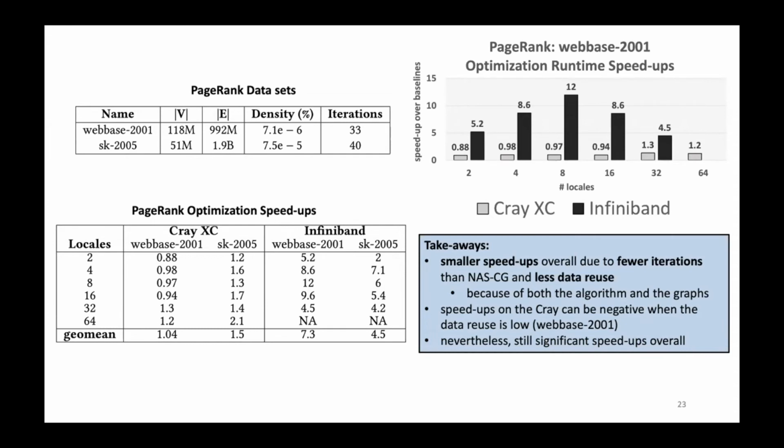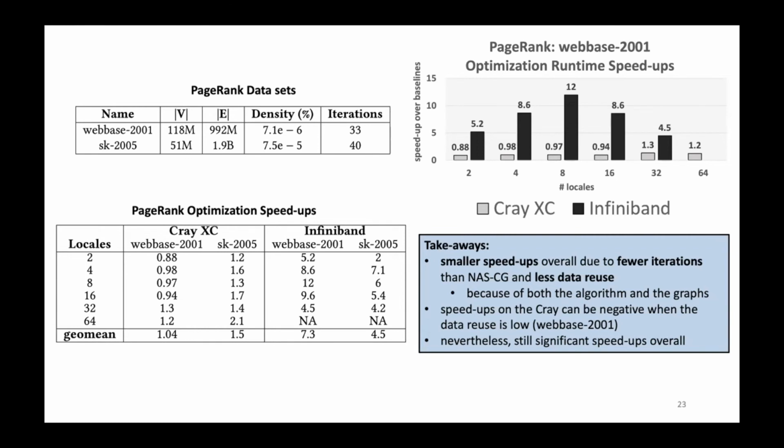So first, we see a similar trend that we saw for conjugate gradient, in that the Infiniband system sees a larger benefit from the optimization, and that's for the same reason. But the speedups are generally much smaller. So we're talking about a 12x at most versus a 360x on the conjugate gradient benchmark. And the reason for that is because, for one, we have fewer iterations here. So the inspector overhead is more dominant. And these graphs happen to have a lot less data reuse. So replication doesn't do as much there.